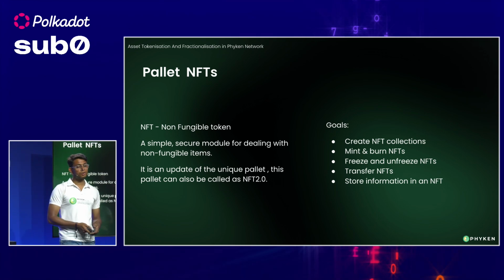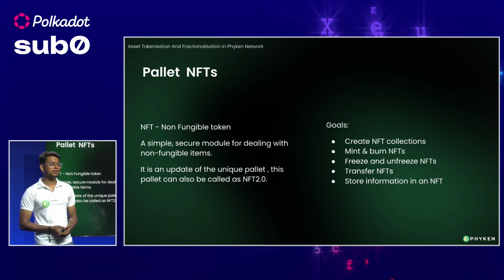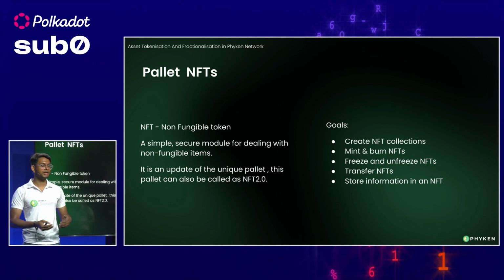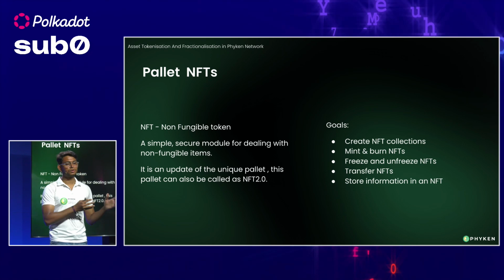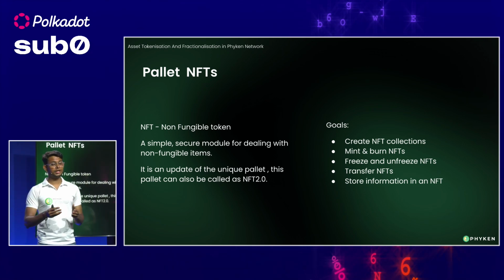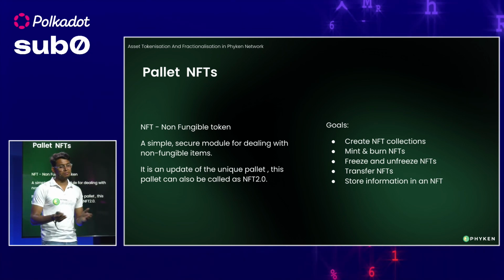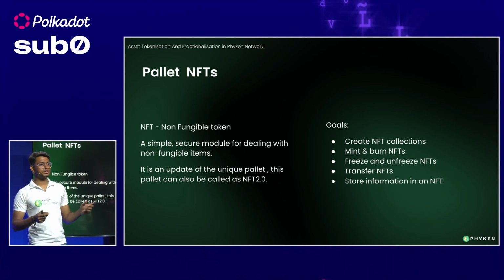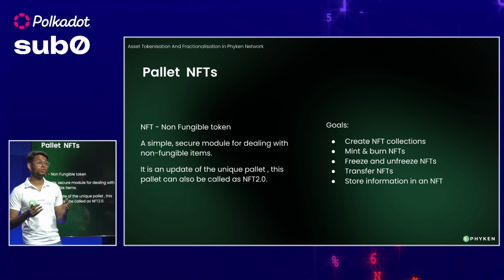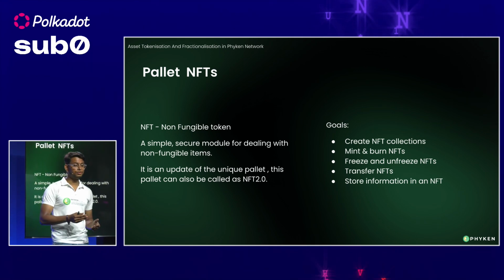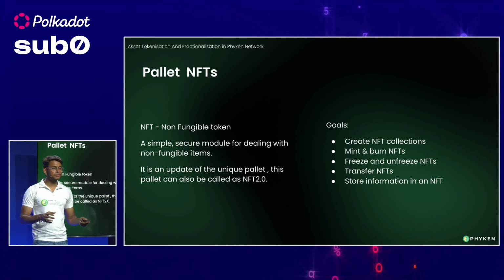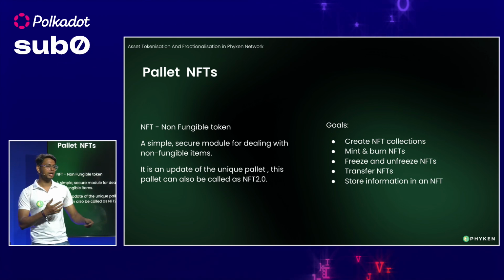So yeah, what are the goals? Why do we need this pallet? The main goal for us is to create NFT collections. Obviously, we need collections of solar farms or wind farms and so on and so forth. We also need to mint and burn these NFTs, and obviously freeze and unfreeze these NFTs. We also want to transfer these NFTs in the future. At the same time, we also want to store information on the NFT. So these are some of the goals that were thought through while building this pallet.